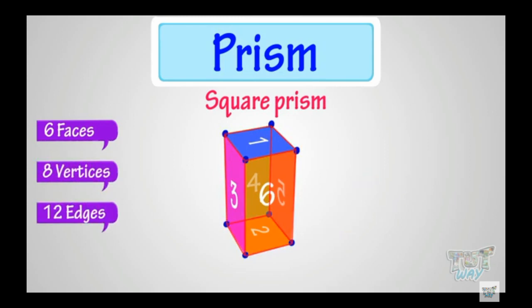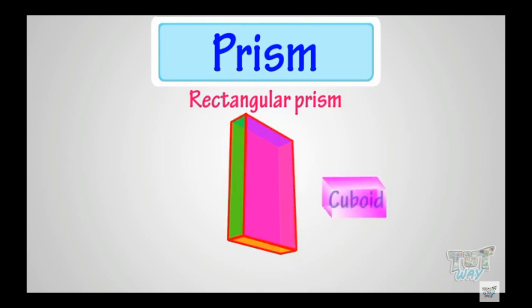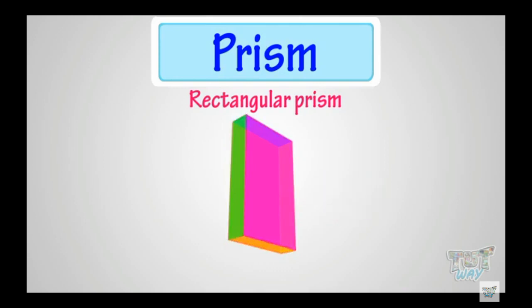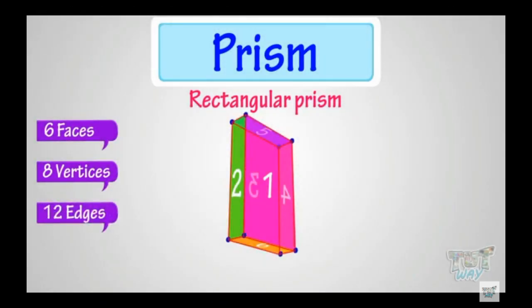Now, let's learn another type of prism. This is a rectangular prism because its top and bottom faces are rectangular, and all other faces are rectangular too. This is the same as the cuboid shape. So it has 6 faces. So the other name of the cuboid is a rectangular prism. It is almost the same. 8 vertices and 12 edges.